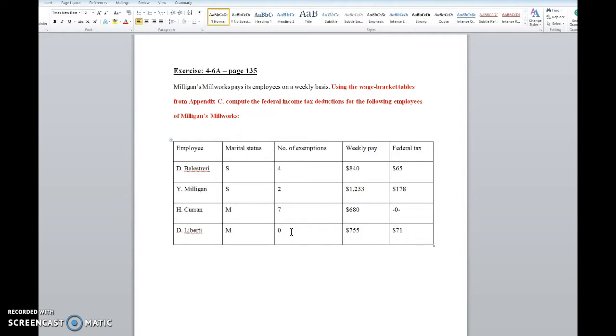Remember, Appendix C is in the back of the book, which begins on page 294 through page 311, going through also page 316. So it really does depend. Remember that it depends on whether they're paid on a weekly, bi-weekly, or monthly basis in regards to the federal income tax.